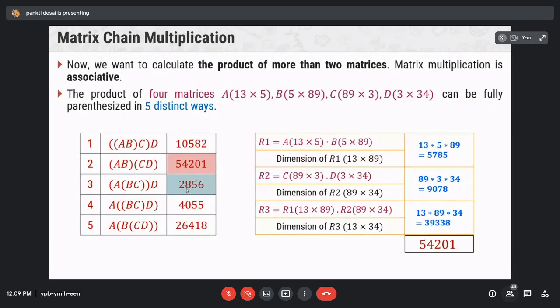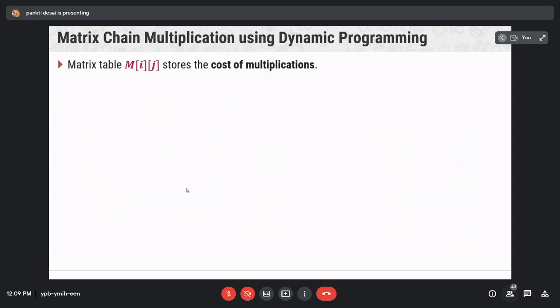computation time. So if we want to solve this problem, then we can use the dynamic programming concept. Now in dynamic programming for matrix chain multiplication, the first step is to decide the structure of the optimal parenthesization.